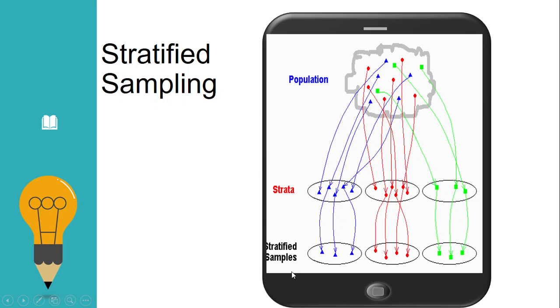This is a graphical example of the population. From the whole population, we make each layer, each stratum. From the strata, we select a certain percent or number of the population.